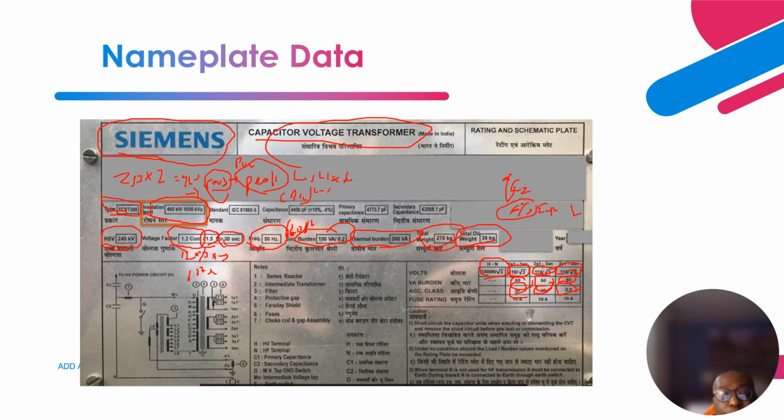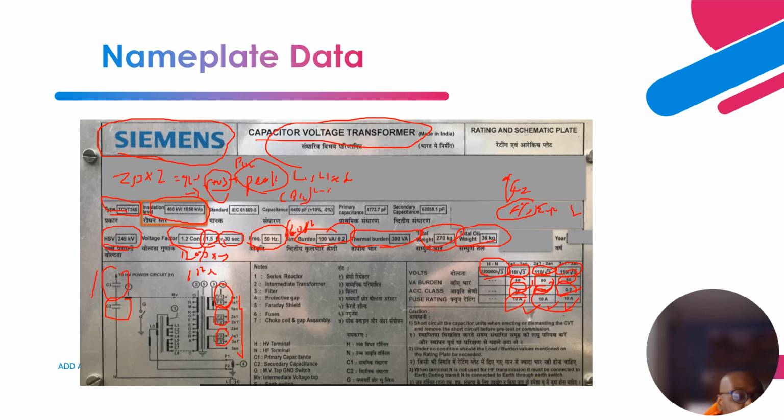So next is the fuse rating. Remember I told you about the fuse rating, so these are the secondaries, right? This is what is going to your connected burden, that is the connected voltmeter and connected protective relays. You need fuses to protect these loads or this burden that you are connecting. So these are the fuse ratings that are shown over here.